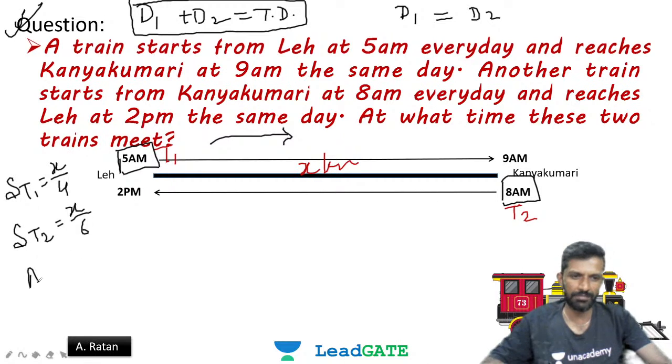So let's say that I am declaring that after 5 am, in y hours they are going to meet. I am taking the y variable because x I have already taken.